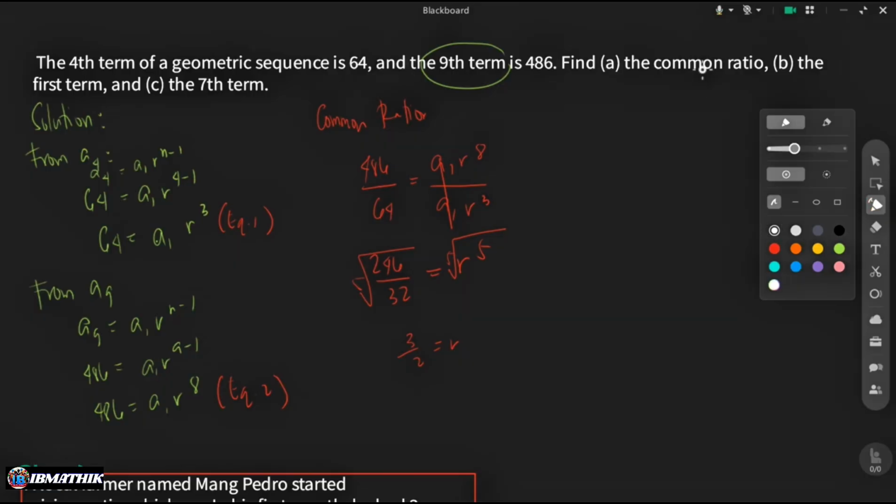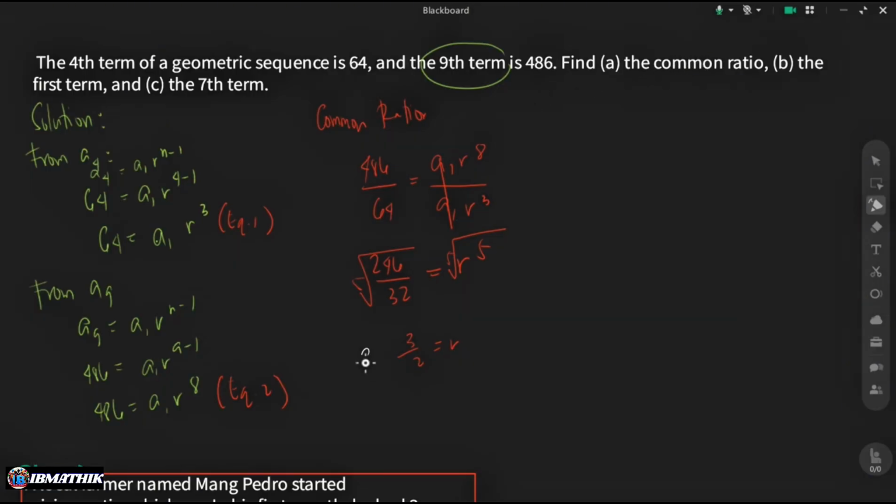Okay, so that is our letter A. Now, what about the first term? For the first term, this is letter B, first term.